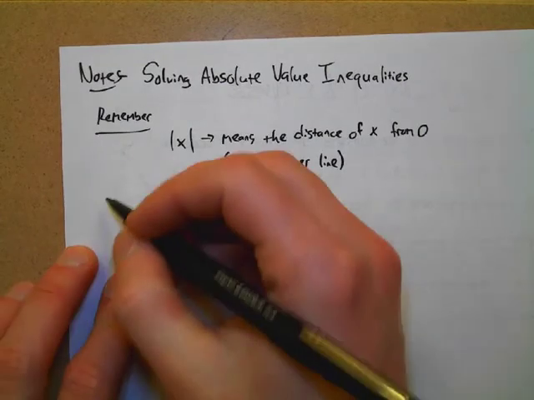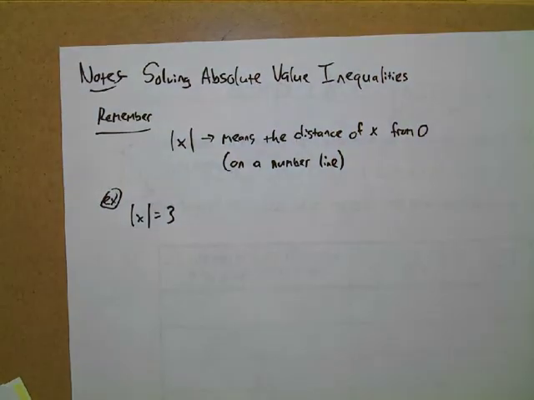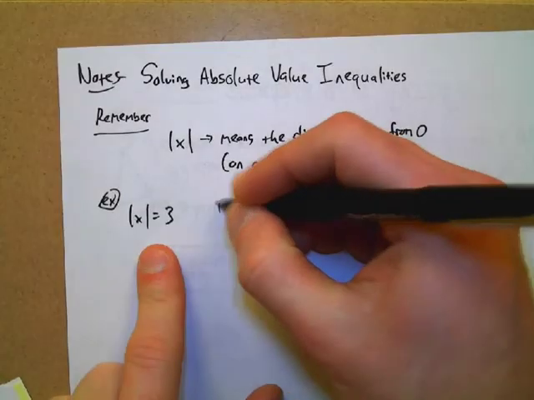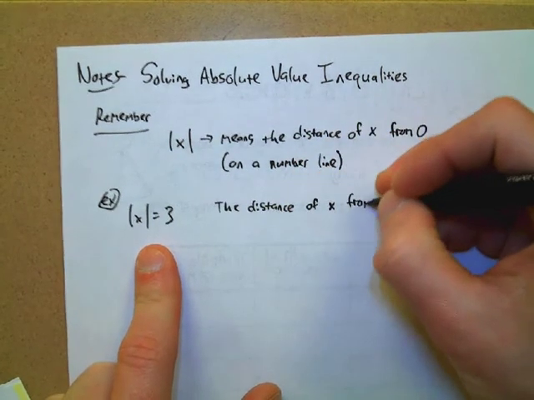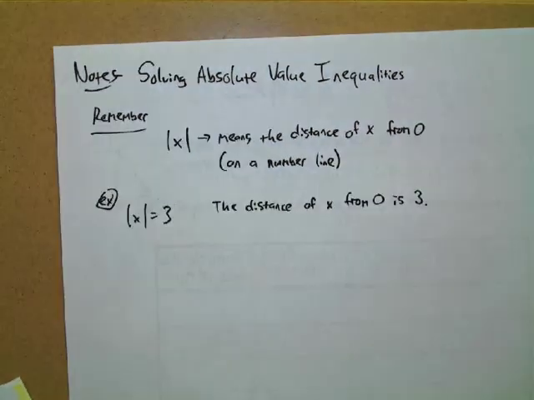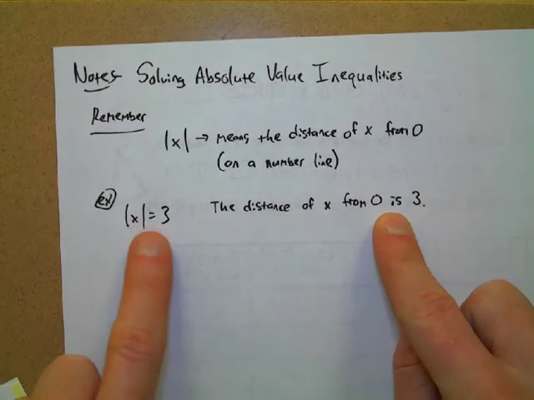If you remember from yesterday, this simple equation that we did yesterday, the absolute value of x equals 3, is saying the distance of x from 0 is 3. Absolute value symbols mean distance. The thing inside is what we're finding the distance of, so we're finding the distance of x from 0, and that is 3. Equals means is. So this is the words of what these math symbols are saying.